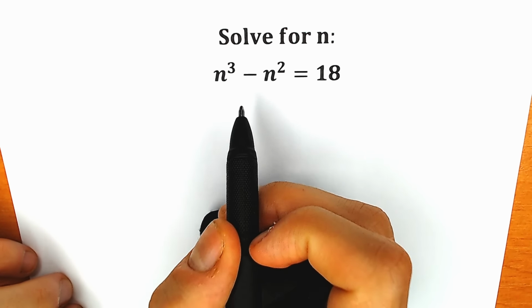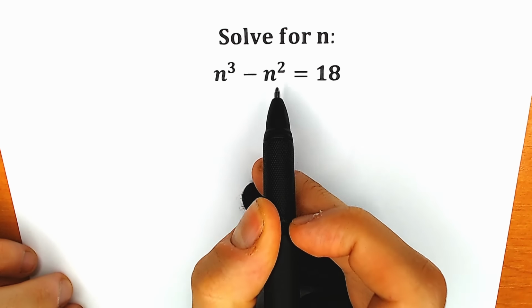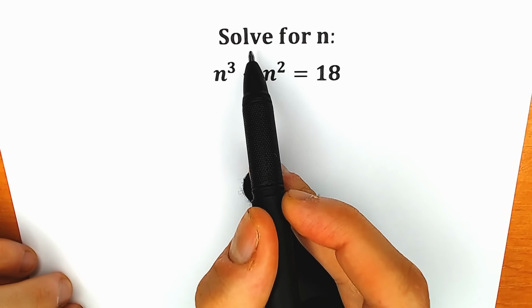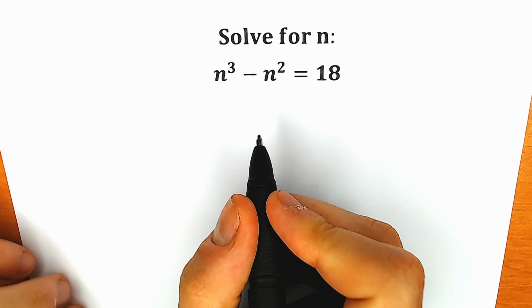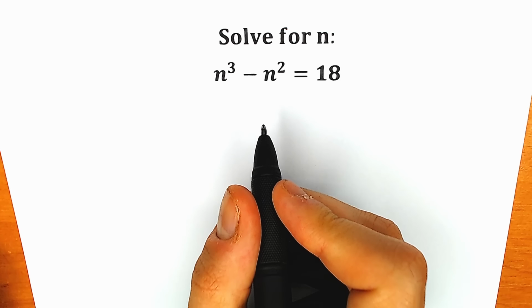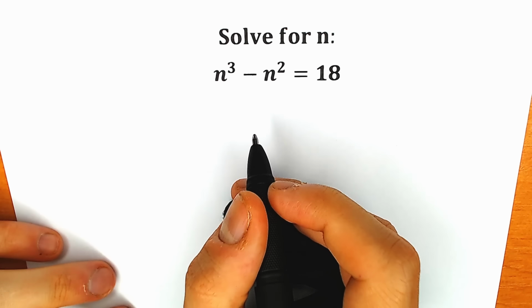Today we have a great equation: n cubed minus n squared equals 18. We need to solve this equation for n. If you have your answer and you're interested, you can also write a solution in the comments below, and then we will check our answer. It will be really interesting. So let's start.